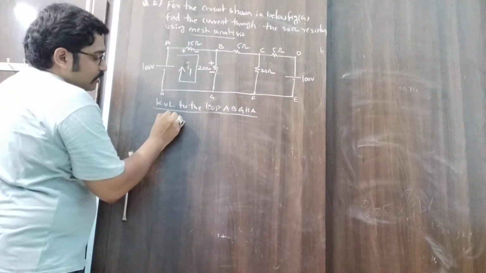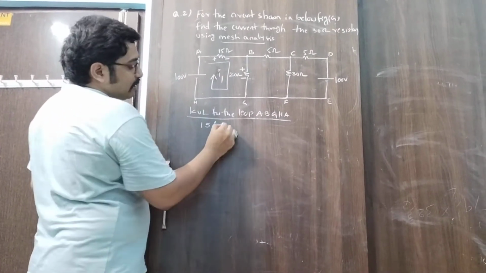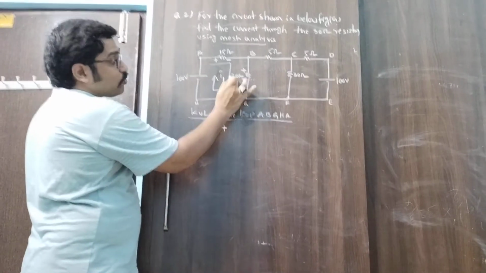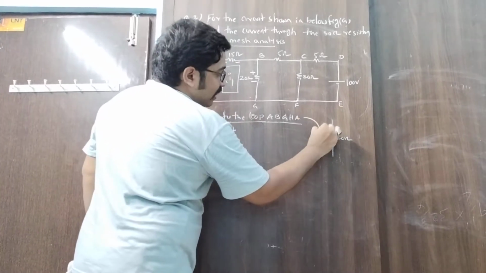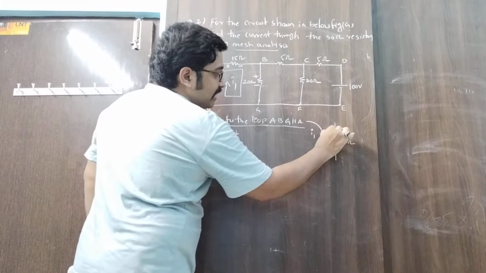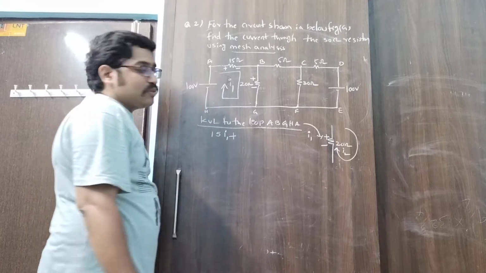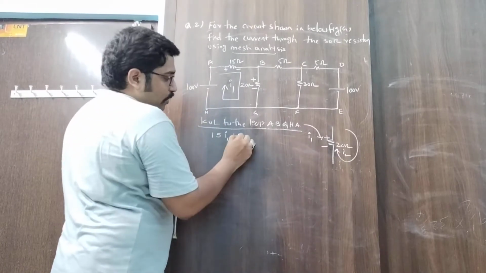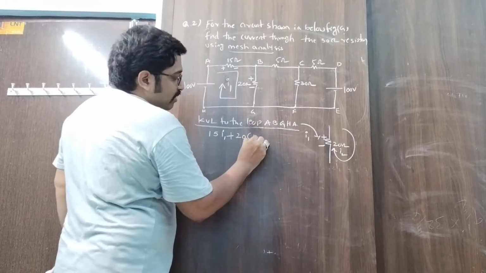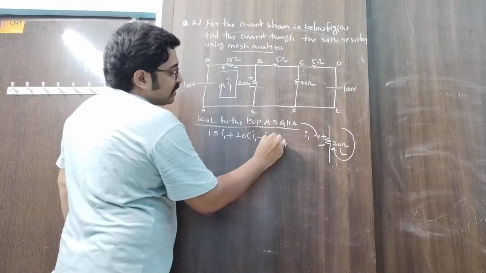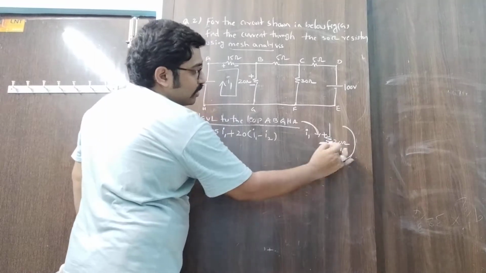So write the equation. First we are moving from A to B. We are having one resistance, so 15 times I1, plus now you are having 20 ohm. You are writing the equation for the first loop. Current entering is positive, leaving is negative. But you are having the current I2 also there. So when writing the equation for the first loop, you should give the priority to the first current. So you can write 20 times (I1 minus I2). I1 current is positive, I2 current will be negative.